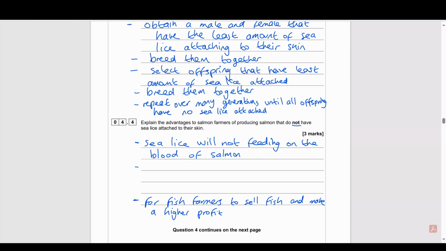But if the salmon doesn't get enough oxygen because it doesn't have much blood that's being transported around, then it won't be able to carry out much respiration. And the point of respiration, whether it's an animal or plant, is to release energy. So a lack of this blood will mean a lack of oxygen, and then the salmon will release less energy. But if the sea lice is not feeding on the salmon, then the salmon will release more energy.